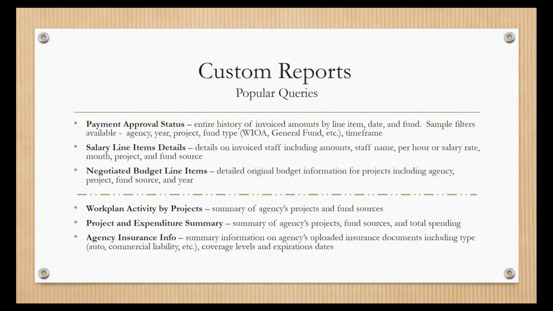And then under that line are three additional ones that are probably more helpful for internal OEWD staff. There's work plan activity by projects, which will give you a summary of agencies, projects, and fund sources. So you can run that across an entire portfolio. The project and expenditure summary gives you again a summary of the agency's projects and fund sources, but this also gives you total spending by project. And then agency insurance information. So if and when you want to use the system to track whether or not agencies have uploaded and are maintaining the correct insurance information, this is the query that's available for that.